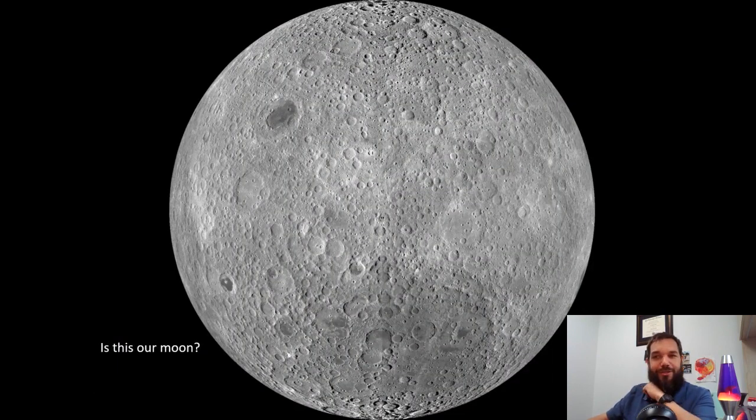So what do you think of this? Is this the moon? What do you think? Is this the moon? Or is this Mercury? Or something else? So this is actually our moon. It's the dark side of the moon. It's the part of the moon that doesn't face us.